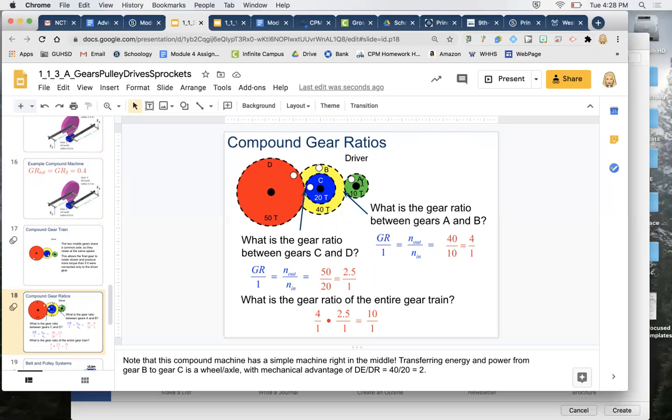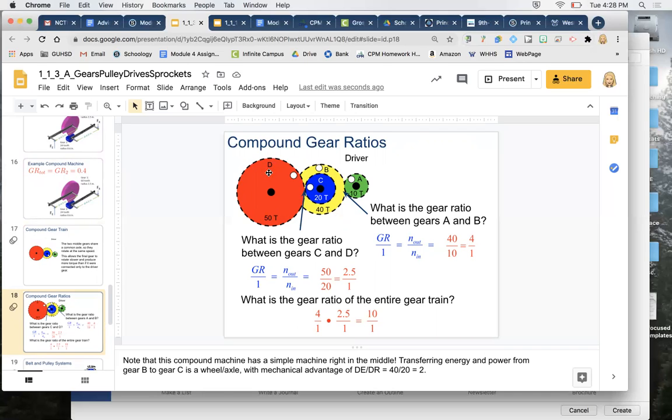So the driver is A. If that's the case, then we go output divided by input. So we're going to do that 40, okay? 40 teeth is all I'm seeing on here. I'm not seeing diameter, so I'm going to use the teeth. So 40 is my output over 10. 40 over 10, which gives me a 4:1.